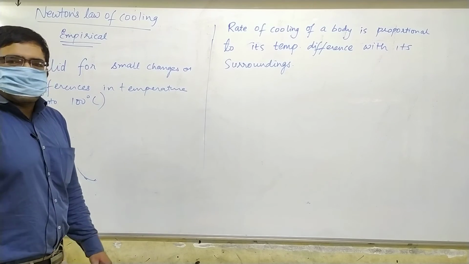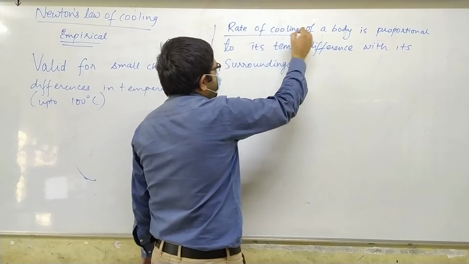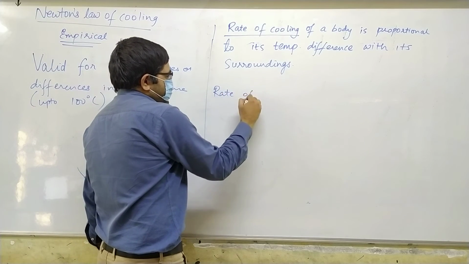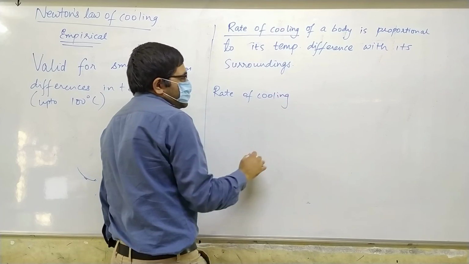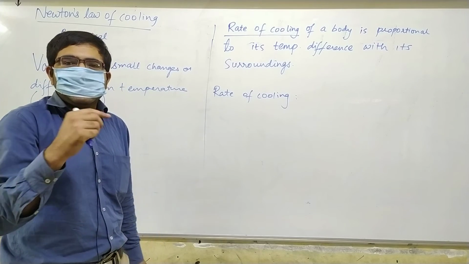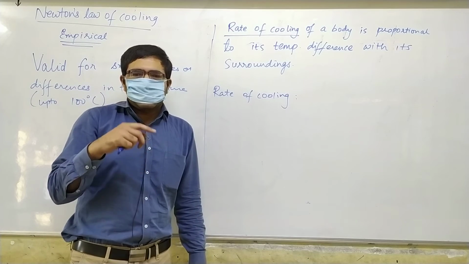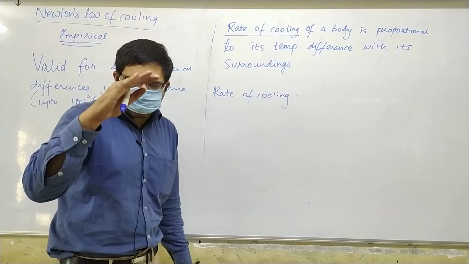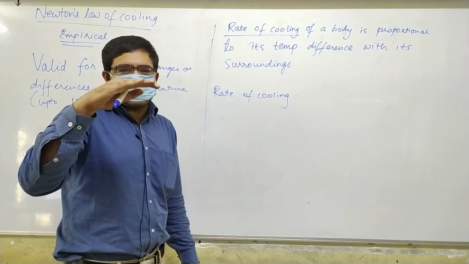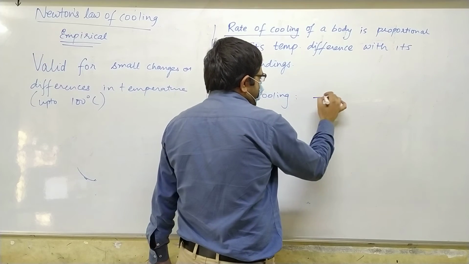Now what does that mean? We can convert it to math, we'll get a better idea. First of all, rate of cooling. Rate of cooling means how quickly an object cools, that is how quickly its temperature decreases. I repeat, rate of cooling means how quickly the temperature of a body decreases. If the temperature of a body decreases rapidly, we say it is cooling faster. On the other hand, if the temperature decreases very gradually, then we say it's not cooling that fast. So rate of cooling is mathematically this.